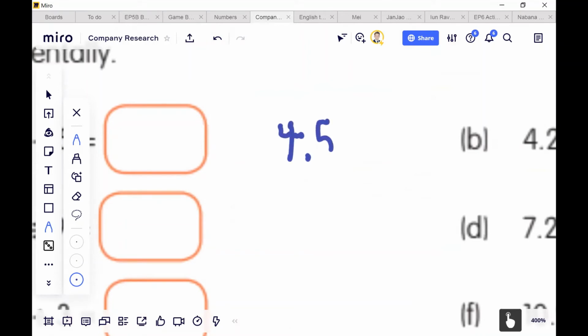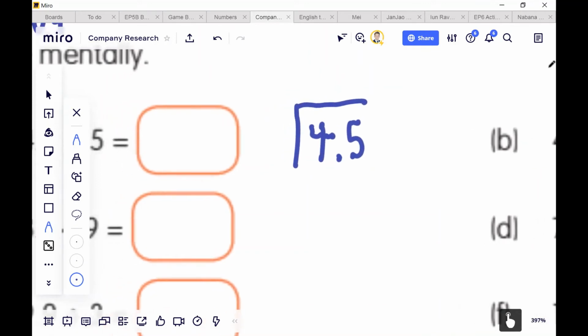So I'm taking 4.5 divided by, in this case, I think it's 5. And 5 goes into here how many times? 9 times. And when I'm dividing decimals, where does that decimal go? 0.9. Yeah, it goes straight up. So it's 0.9 for that one. Let's make sure you have 0.9.